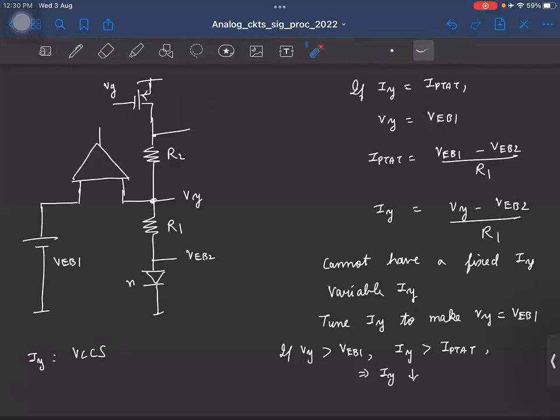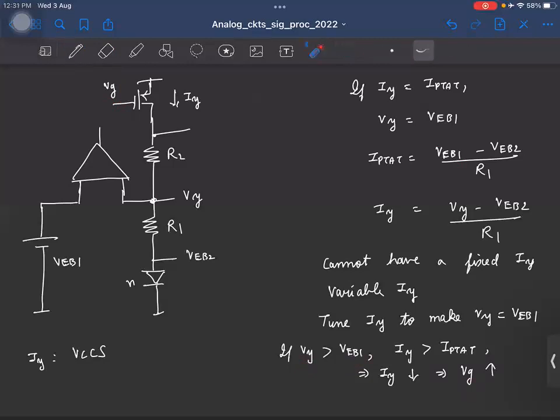Now you know that if you have to reduce the current Iy, which is the current here, what do we have to do to this gate voltage? Decrease or increase? Increase, right? PMOS gate increases, current decreases. So which means Vg must increase. Is that okay? So the point is, if Vy is greater than VEB1, we need to increase Vg.